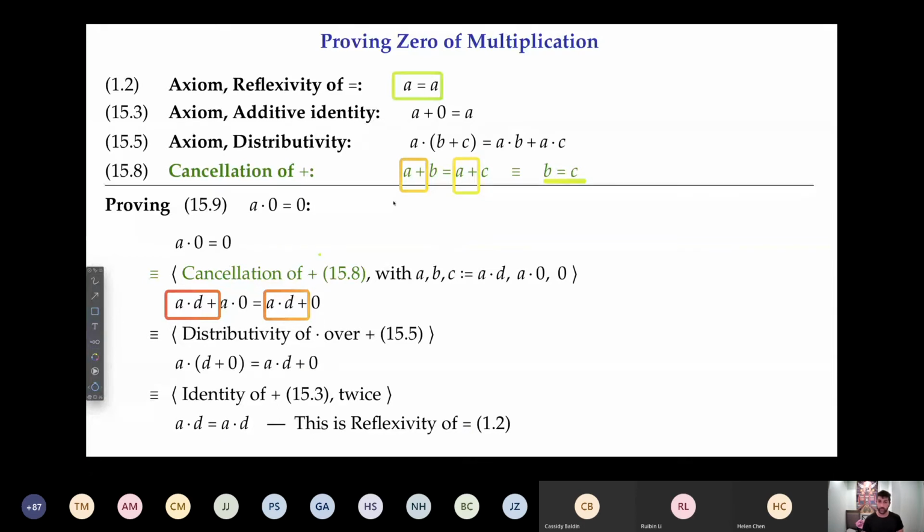Again, you can introduce anything you want over here. That's why it's a cancellation law. You can take things out and put them back in. Pop in, pop out, whatever you like. Okay, so let me show you one more example of this.